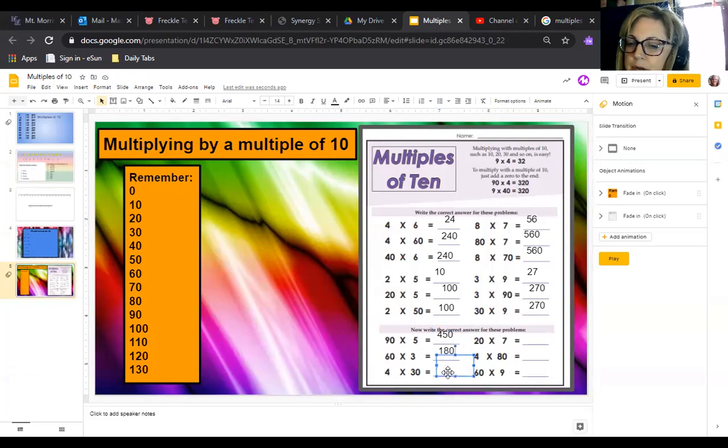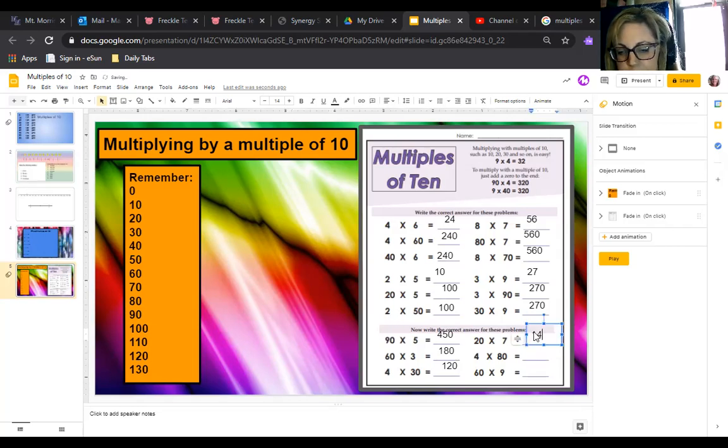For the next one, we have 4 times 30. So you're going to multiply the 4 and the 3 first. 4, 8, 12. That's 12, and then just add the 0. Don't forget to add that 0 when you're multiplying multiples of 10. For the next one, you have 20 times 7. So multiply the 2 and 7 first. That's 14. Add the 0.